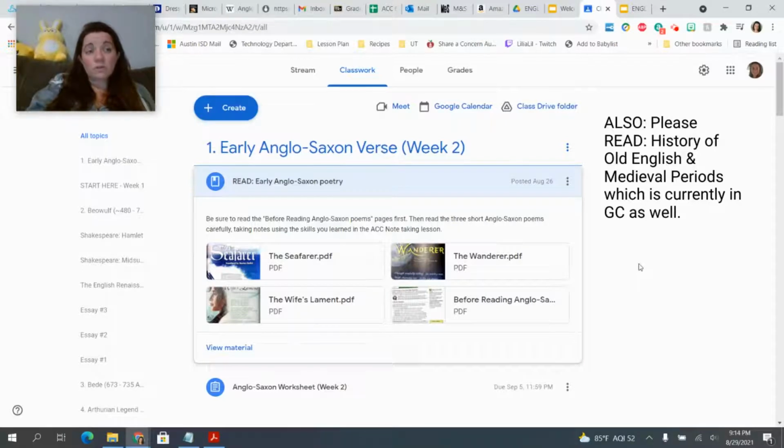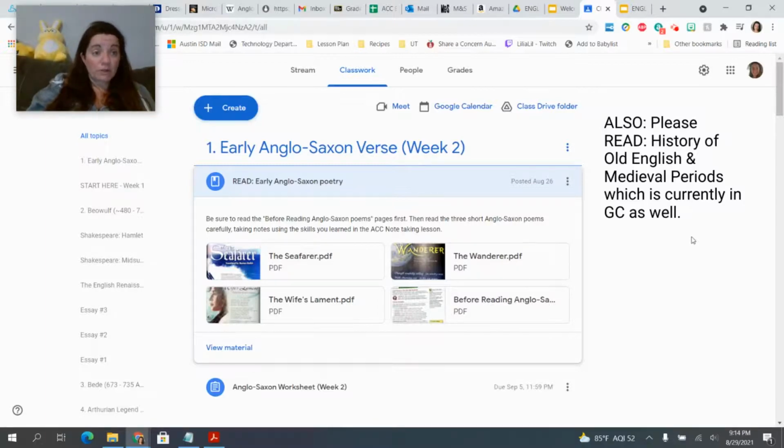J.R.R. Tolkien was also a professor of medieval literature, and he studied The Wanderer and also Beowulf, which we will be studying over the next couple of weeks. And he used them as motivation to help him create the world of Middle-earth. And a lot of the characters and fantastic monsters and things like that we see in J.R.R. Tolkien's fantasy writing, a lot of it comes from these early Anglo-Saxon writings.